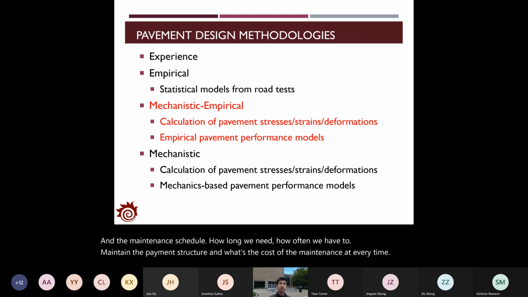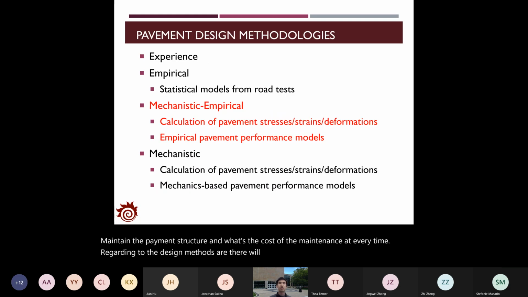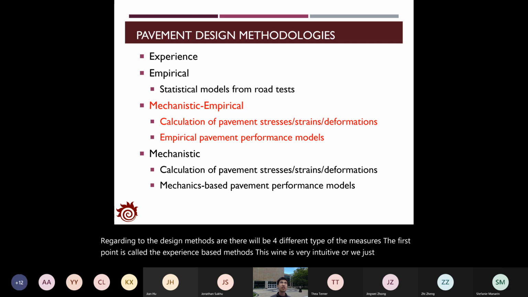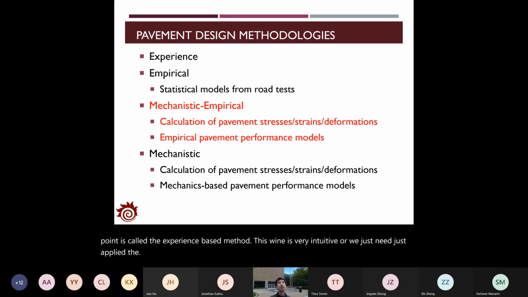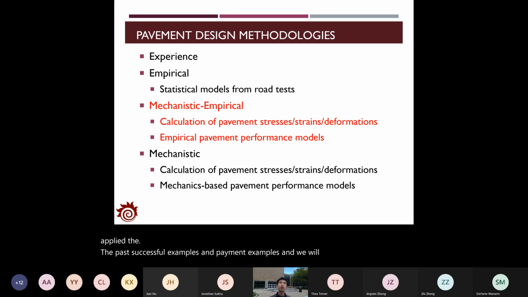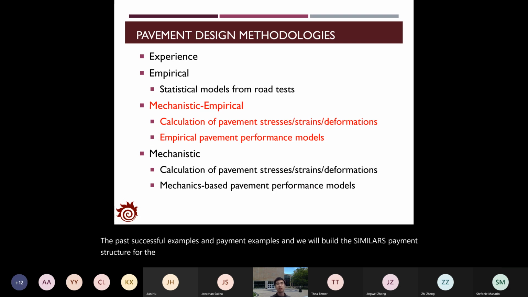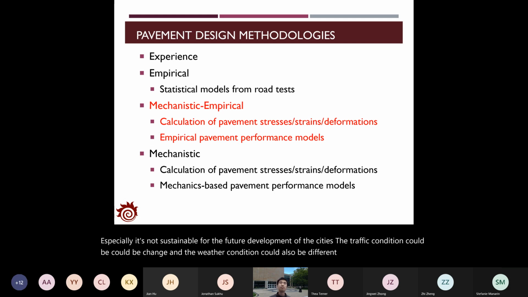Regarding the design methods, there will be four different types. The first one is called the experience-based method. This one is very intuitive. We just apply past successful pavement examples, and we build a similar pavement structure for a road in similar conditions. This is not reliable, and especially not sustainable for the future development of cities. The traffic condition could change, and the weather condition could also be different, and so on.